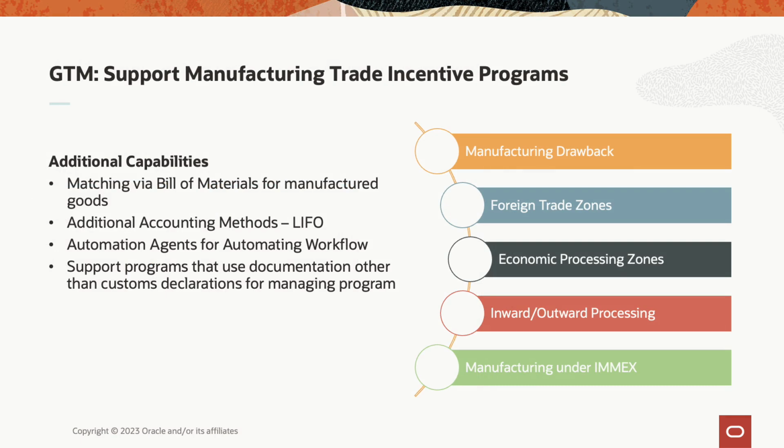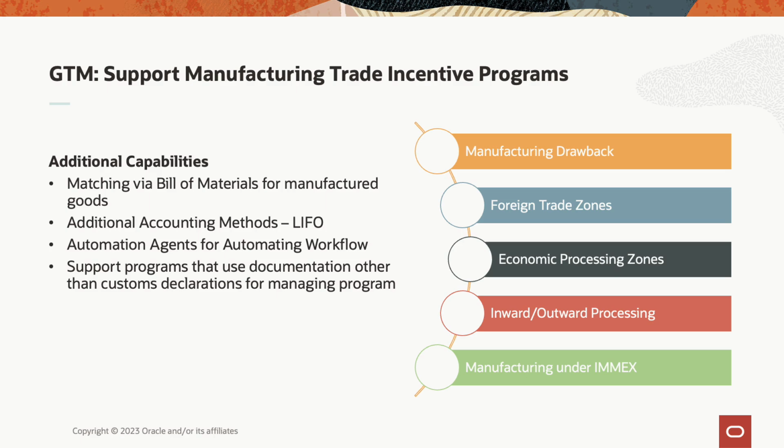Global Trade Management now supports the ability to configure trade incentive programs. 24A adds the ability to handle new types of programs where manufacturing is an essential part of the program. A few examples are free trade zones, economic processing zones, and manufacturing duty drawback. These programs can generate significant savings for you through the deferral or elimination of duty payments.